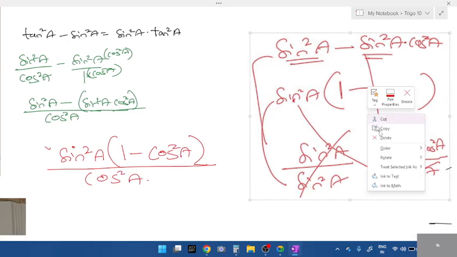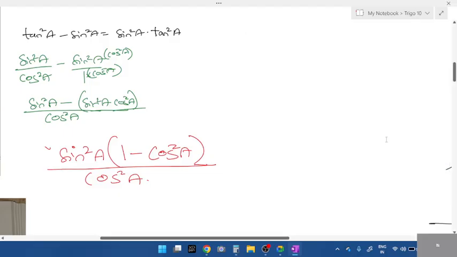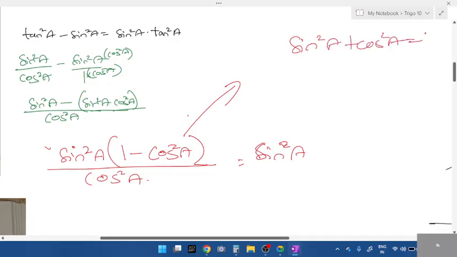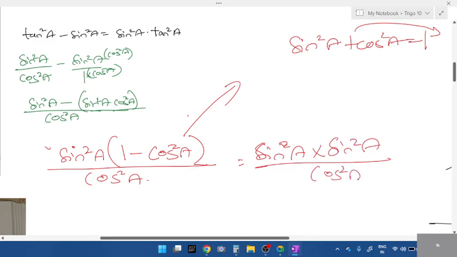Is it clear, students? Did you all understand? Okay, keep sine square as it is. There is 1 minus cos square A. Don't open the bracket. It doesn't make sense because we have taken out the common value. What is 1 minus cos square A? Use the square relation. Sine square A plus cos square A is equal to 1. I need 1 minus cos square A. What is 1 minus cos square A? It becomes sine square A divided by cos square A.